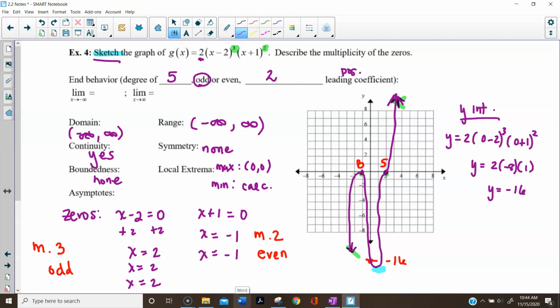And then absolute extrema are your ends. And here are your end behaviors right here. The limit as x approaches negative infinity, f of x equals negative infinity. The limit as x approaches infinity, f of x equals infinity. So those are your absolute extrema. Asymptotes, there are none.